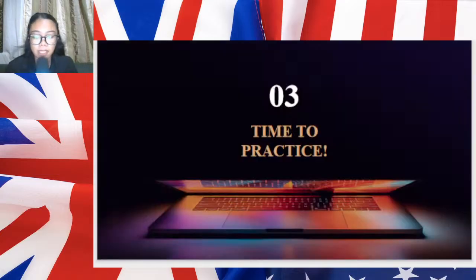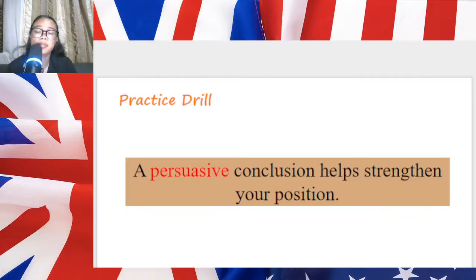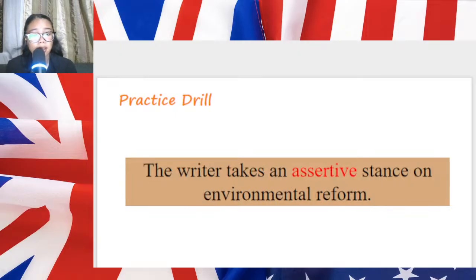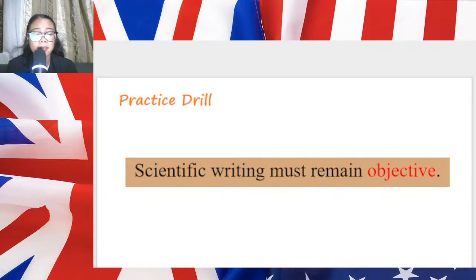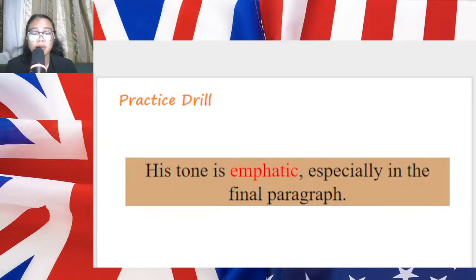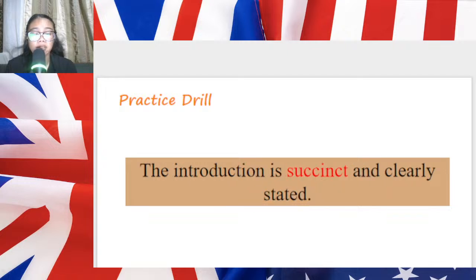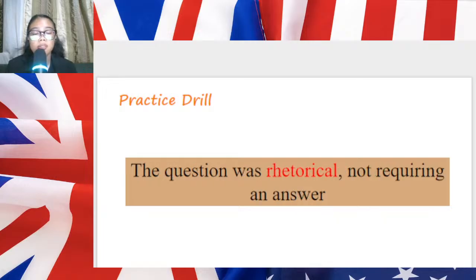Of course, we immediately move on to its practice drill, same pattern, same process. Let's start. A persuasive conclusion helps strengthen your position. The writer takes an assertive stance on environmental reform. Scientific writing must remain objective. His tone is emphatic, especially in the final paragraph. The introduction is succinct and clearly stated. The question was rhetorical, not requiring an answer.